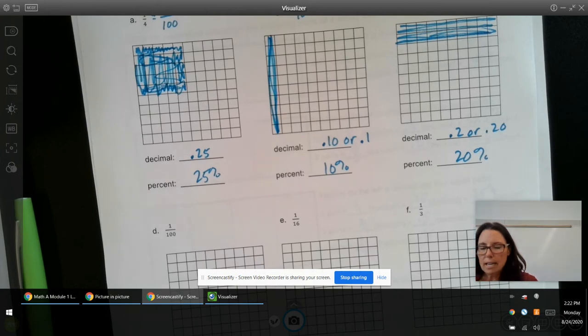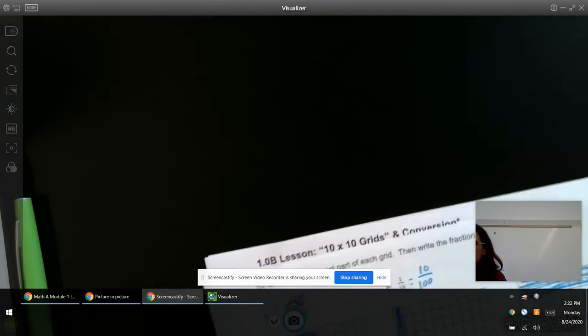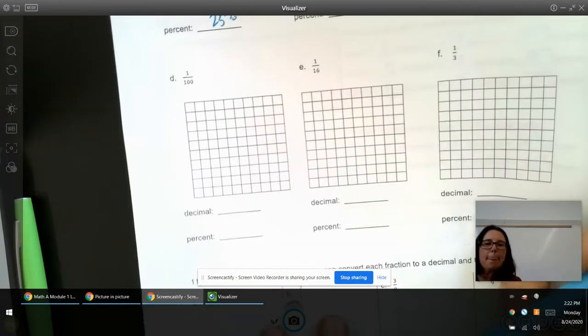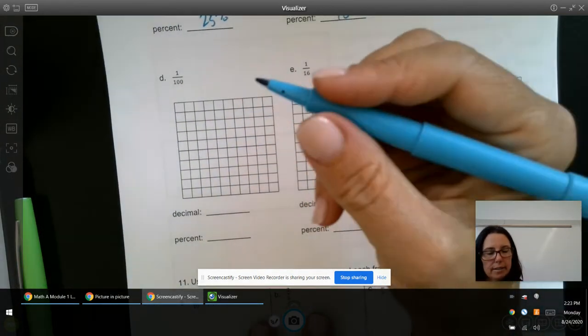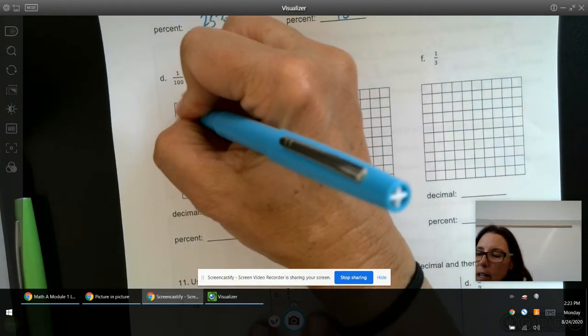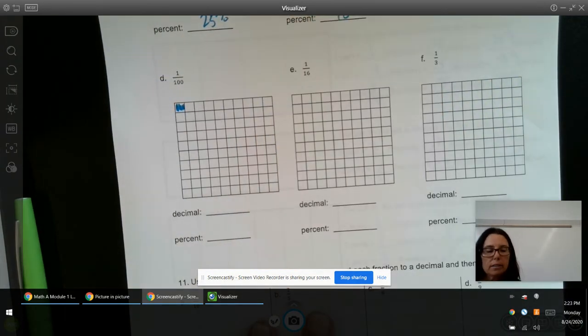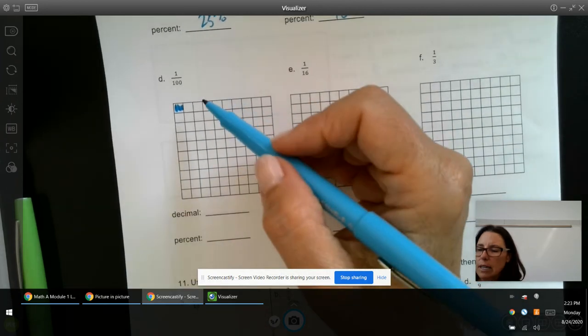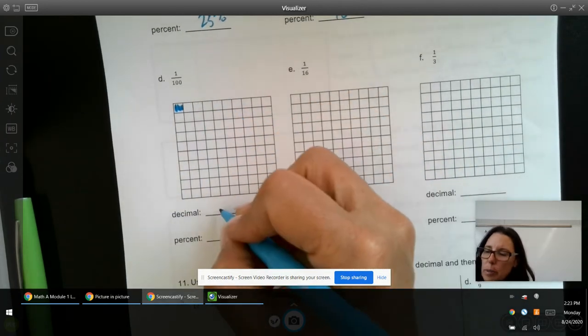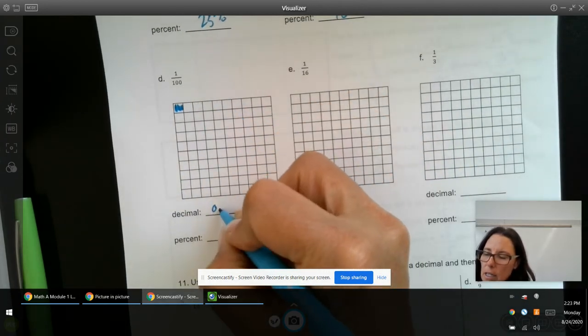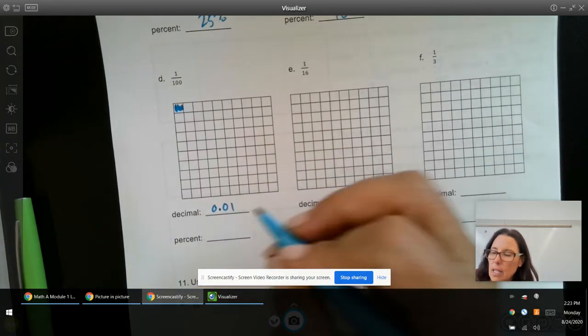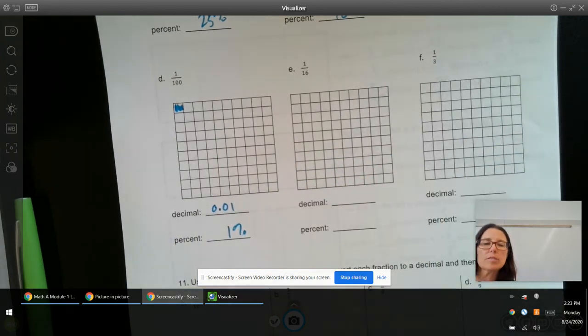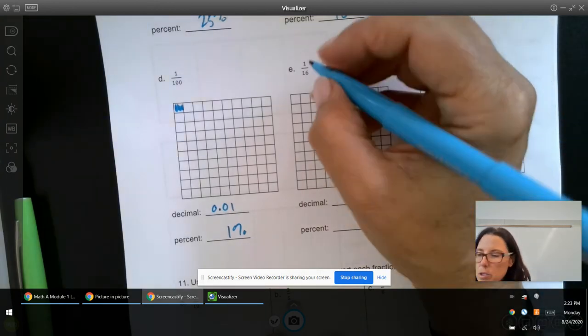Okay, now for part D. Scooch that up. 1/100th. Well, there's my 1 out of 100. Now that is going to be 1/100th or 1%. Okay, this one is tricky. This one is tricky.